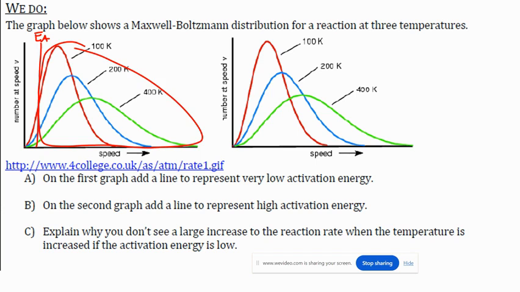Okay? And then they want a high activation energy. Well, high activation energy would be something like here, where very little of this red, a little bit of the blue, and a little bit more of the green are going to be able to have enough energy. Okay, so that would be a high activation energy.